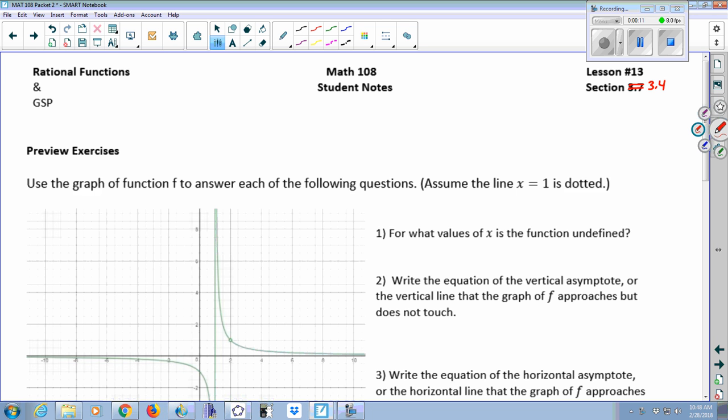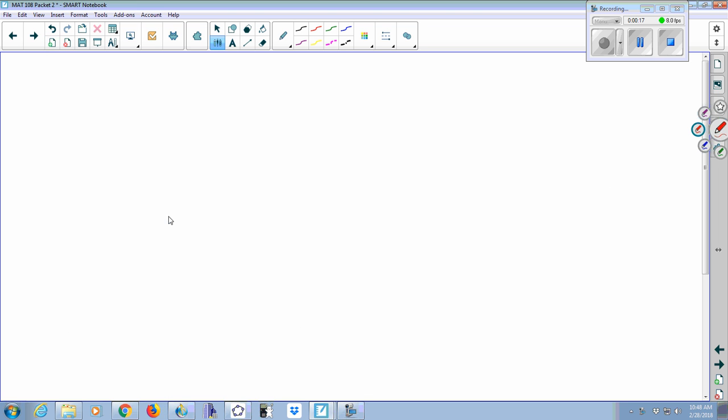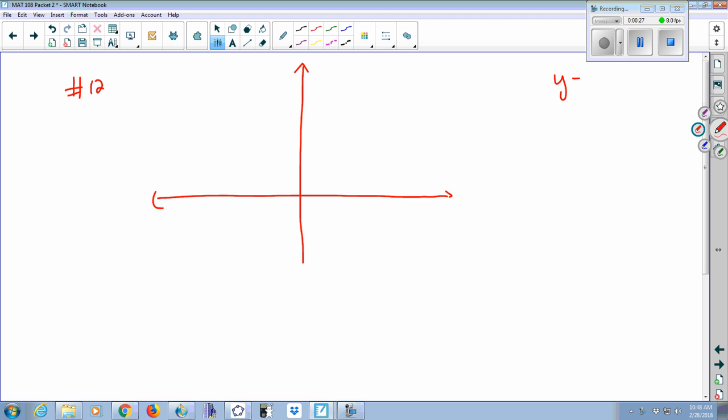Okay, so I want to talk briefly about homework problem number 12 in last night's homework. Everybody probably got a different parabola to graph, but they all look something like this: 5 minus x squared, 4 minus x squared, 7 minus x squared. They all had a form like that.